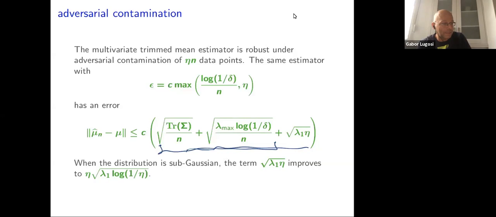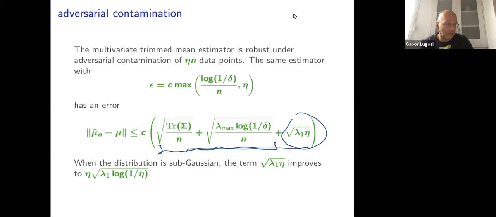One of the terms is where we have contamination, and the price of the contamination is proportional to the square root of eta times the square root of the largest variance, okay, the largest directional variance. And obviously we cannot hope for anything better than this, because already in one dimension we have that. Okay, so this is again optimal.